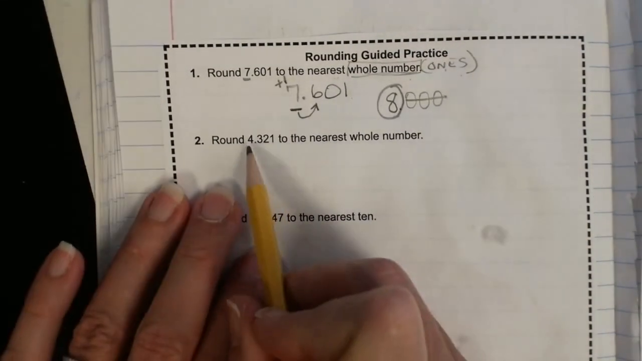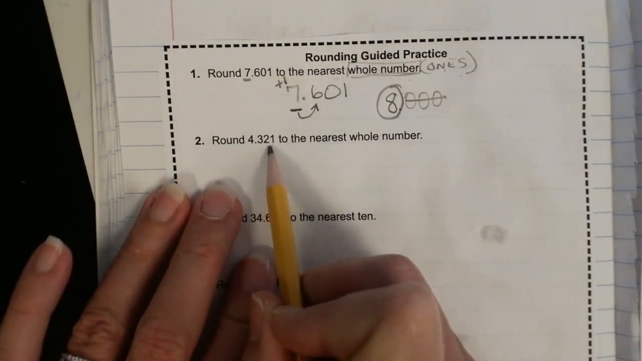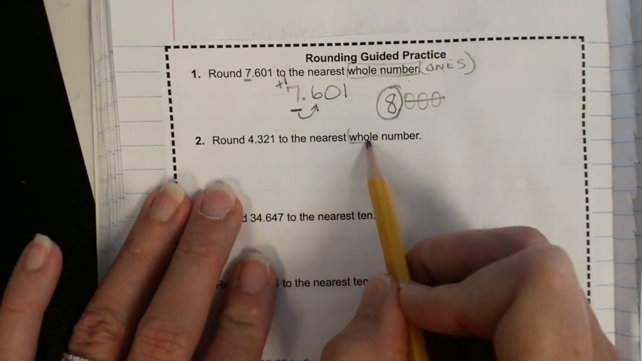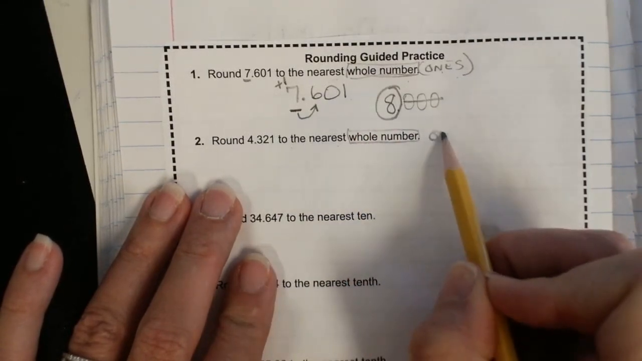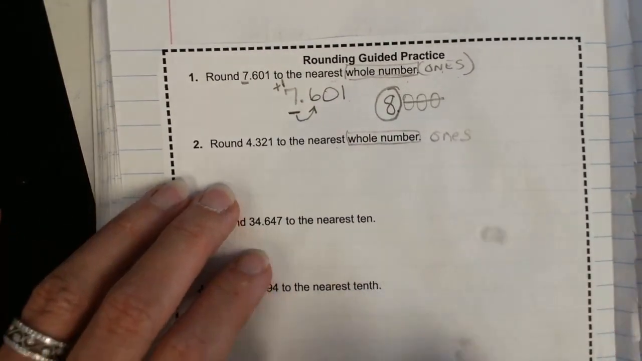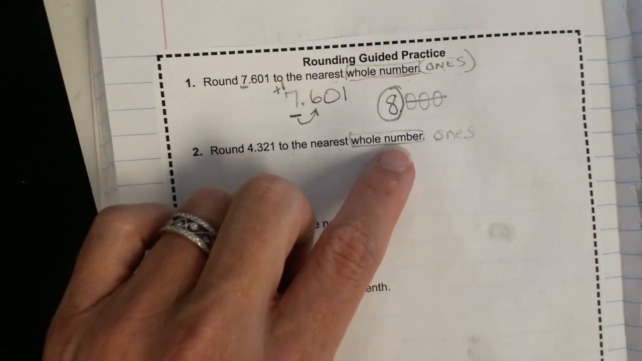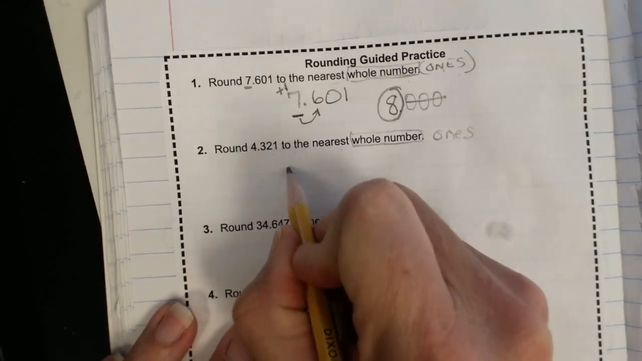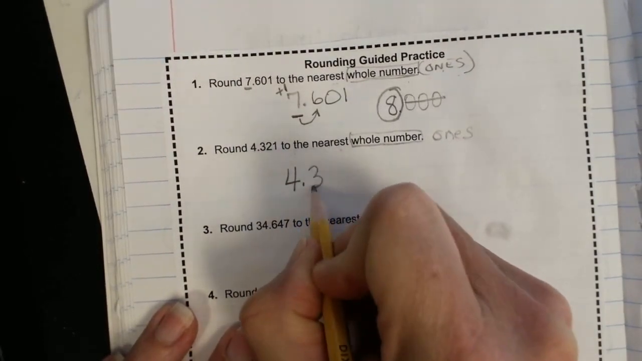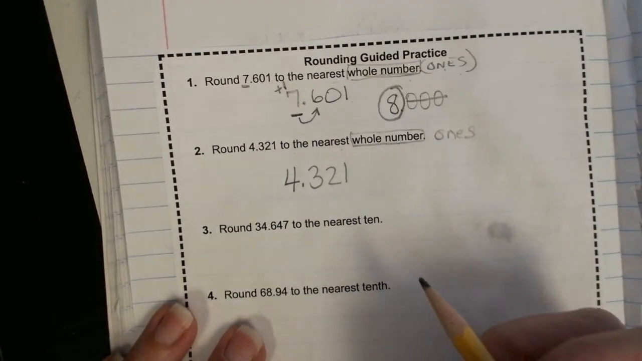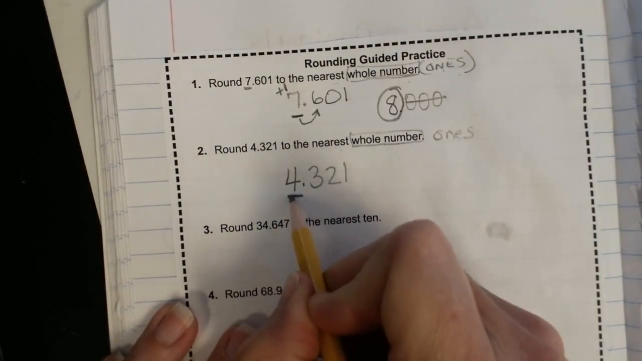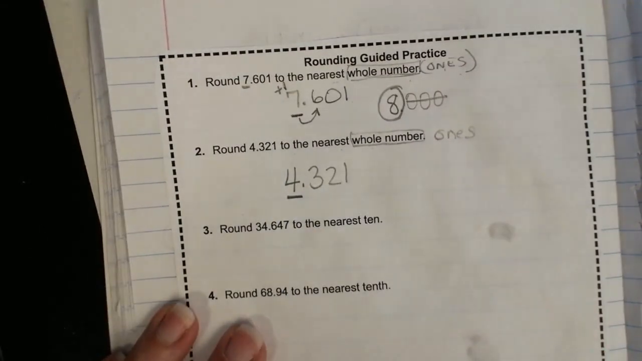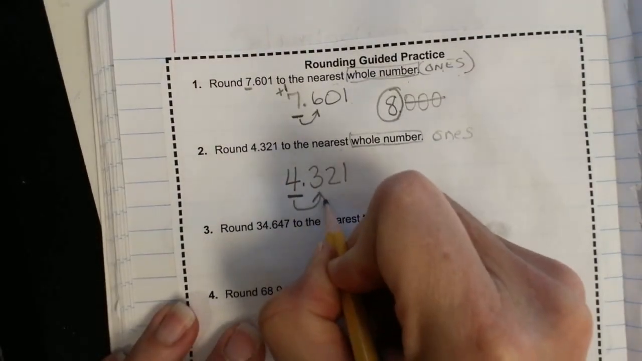Round 4 and 321 thousandths to the nearest whole number. Again, the whole number means that we are rounding to the ones place. It tells you this is the place value to round to, and that's going to be the ones every time. So we're going to write 4 and 321 thousandths. Step 1 is underline the place value you're rounding to. Step 2 is look next door.